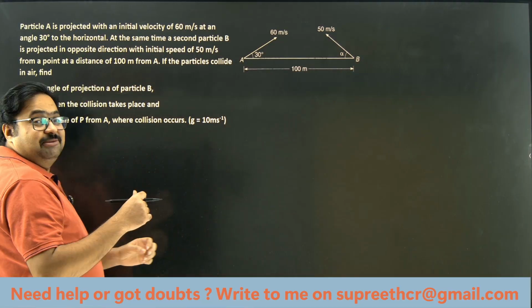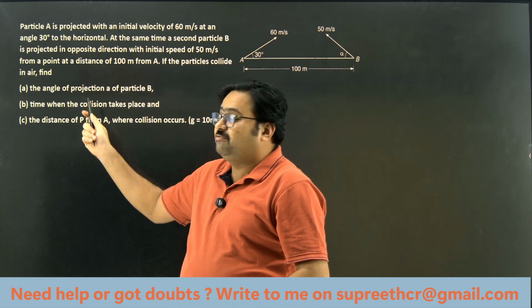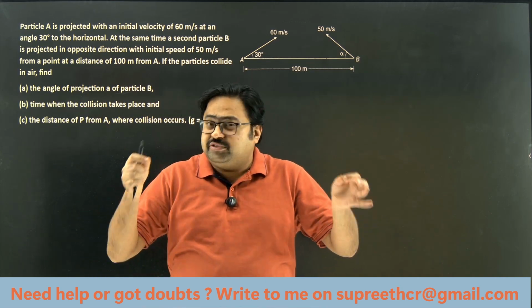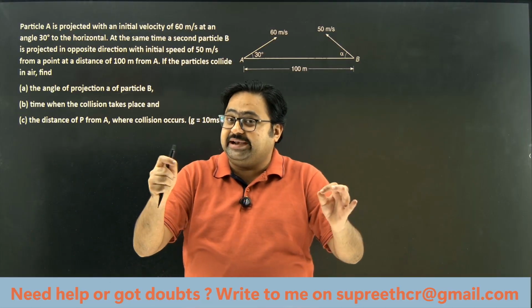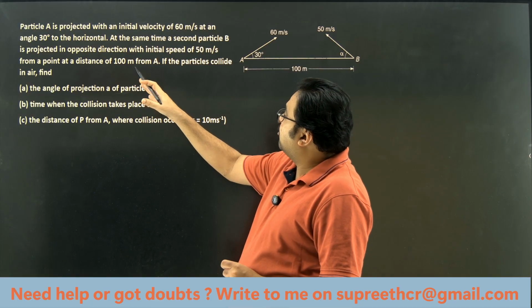Well, it's quite simple to understand. Let's think about it. We have to first find the angle of projection of B, if the two projectiles are colliding in air, because the question says that the two projectiles will collide in air.